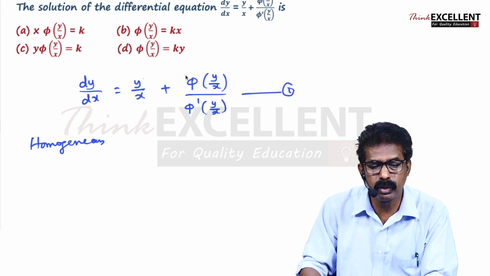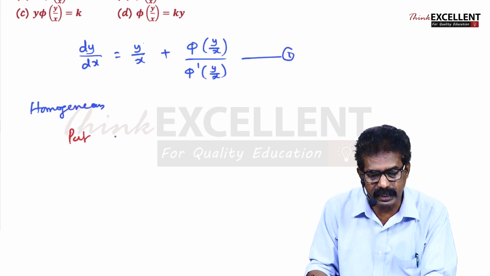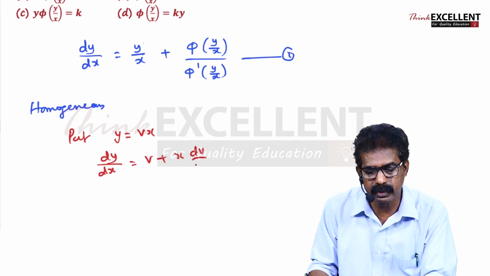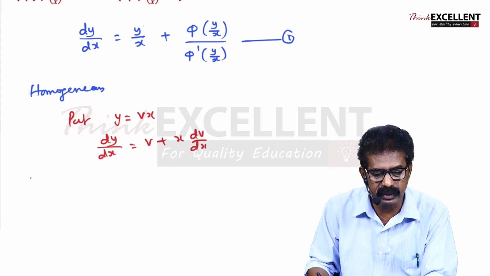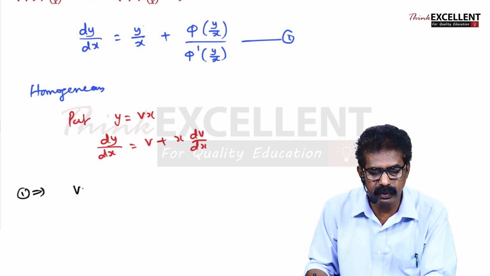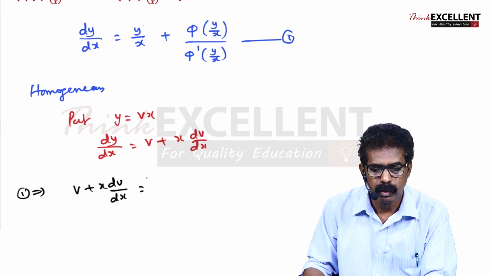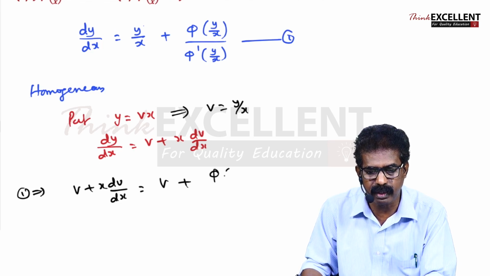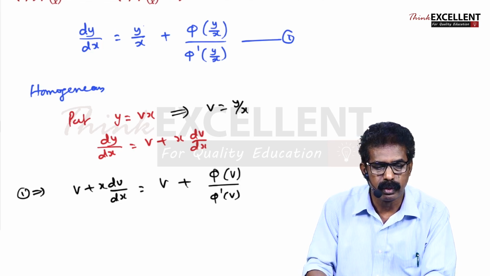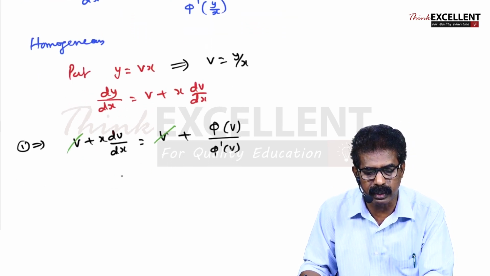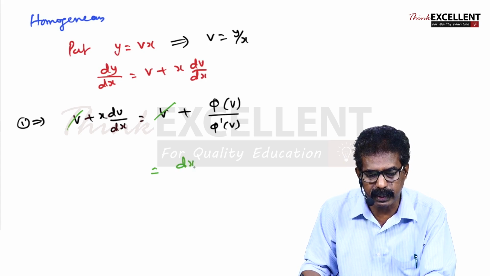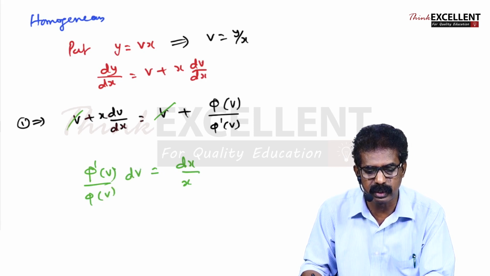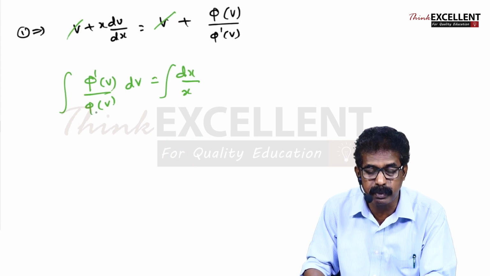For a homogeneous equation, you know the substitution: we put y equal to vx, and dy by dx is v plus x dv by dx. Substituting in the first equation, instead of dy by dx we have v plus x dv by dx, and y by x is v, so v plus phi of v by phi dash of v. You can cancel v on both sides. Now you can write it in variable separable form: dx by x equals phi dash v by phi of v into dv. Just integrate both sides. The numerator is the derivative of the denominator.